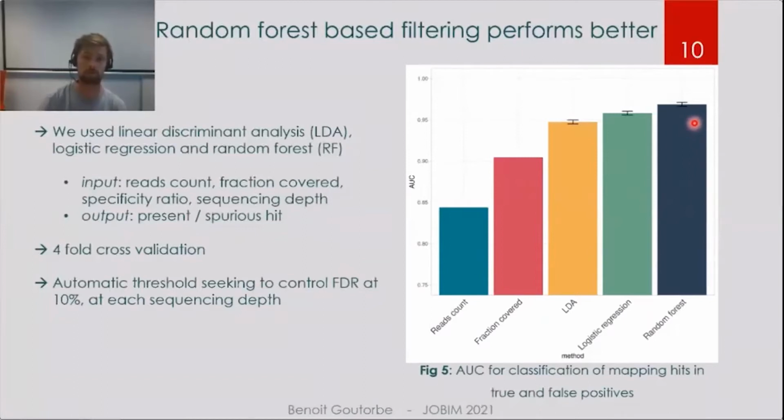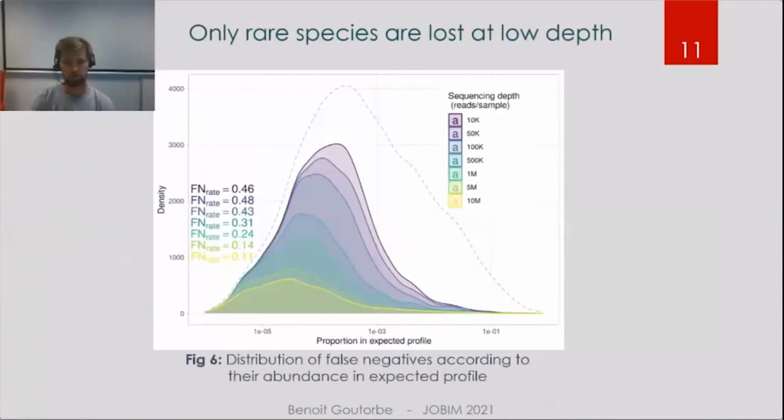an AUC of 97%. Even though we have an efficient filtering, there are some false negatives, so species that are expected in the profiles but not found, and this is their distribution regarding the proportion in the expected profile. We can see that when we move to dark colors, so as we reduce the sequencing depth, we have more and more false negatives, but they mainly concern rare species. So for instance, at 500,000 reads per sample, we identify most species beyond 10 to the power of -3.